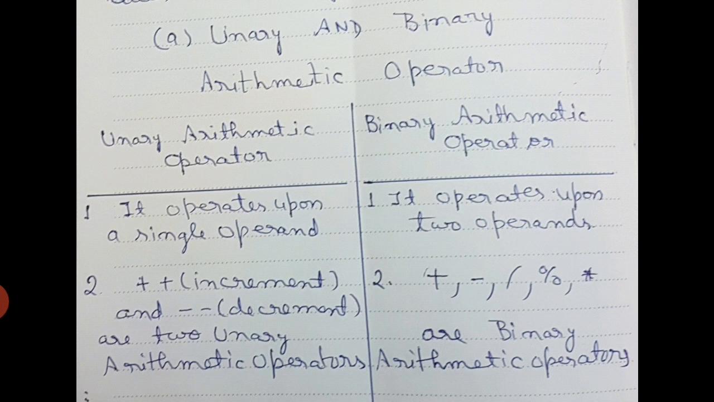Now we talk about the binary arithmetic operators. There are plus, minus, division, multiplication, and one percentage sign you see, that is basically the modulus that gives us the remainder. Right, so these operators are the arithmetic operators, and they operate upon two operands. Okay, now we go to the next one.